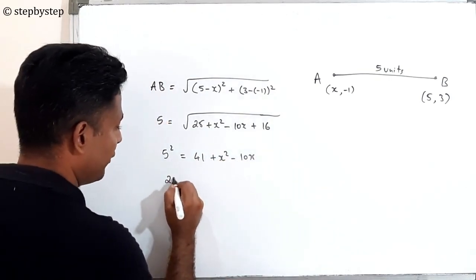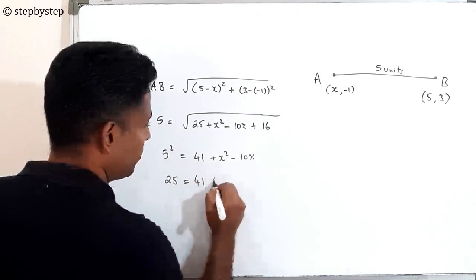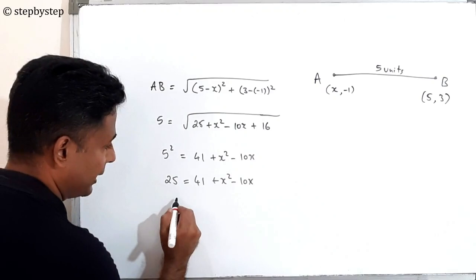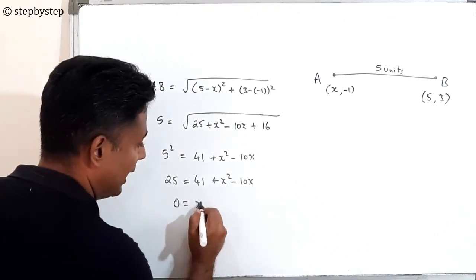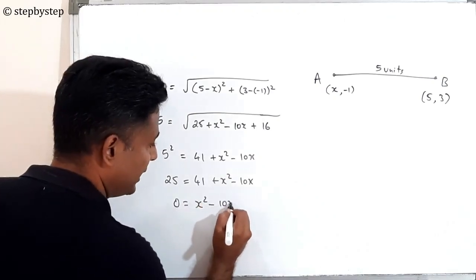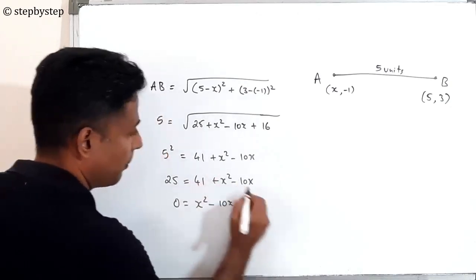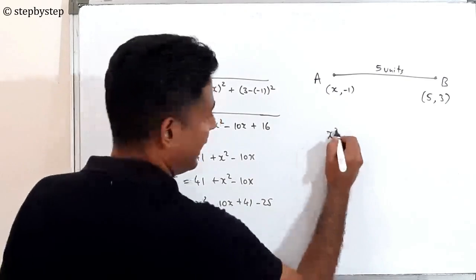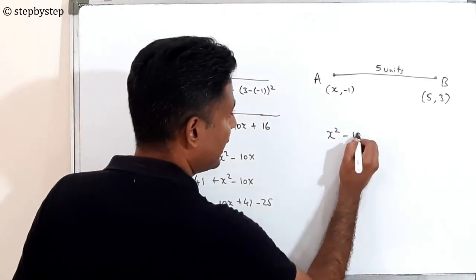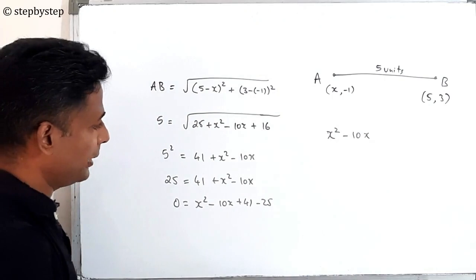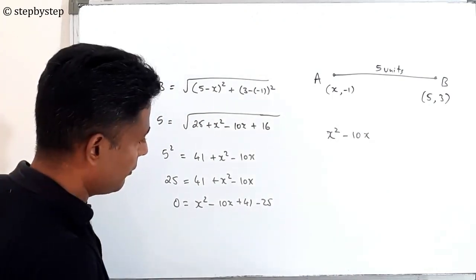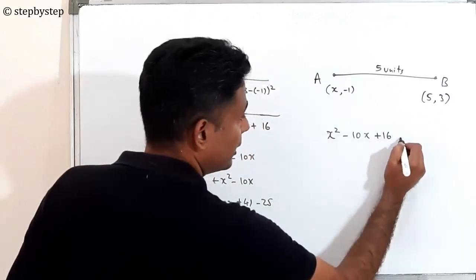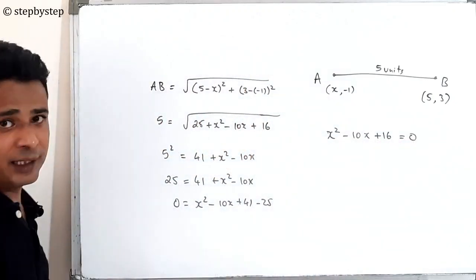Now 5 square is 25, equal to 41 plus x square minus 10x. Now I'll transpose 25 to that side. So I'll get 0 equal to, I'll rearrange this, x square minus 10x plus 41 minus 25. So what will I get? I'll get x square minus 10x, 41 minus 25 is 16, plus 16 equal to 0 when I simplify this.